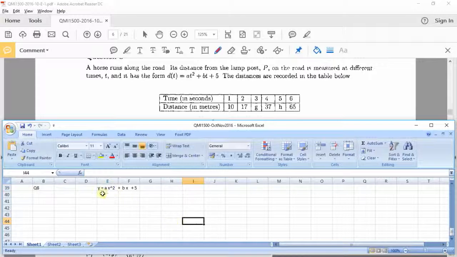That means I need to plug in 2 values. I'm going to use the first value. T is the time, so t is the x, which will be 1, and the y is the 10. So 10 equals a times 1 squared plus b times 1, plus 5. There's one equation. I need another one.